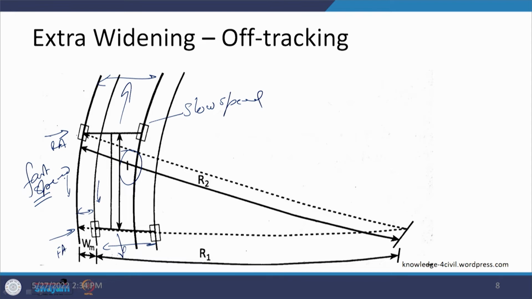Now, when we have to find out the extra widening because of this type of wheelbase condition, which is mechanical in nature, we are going to use this particular diagram to identify how this extra widening Wm can be calculated. So, the extra widening because of the mechanical reason is defined as Wm.